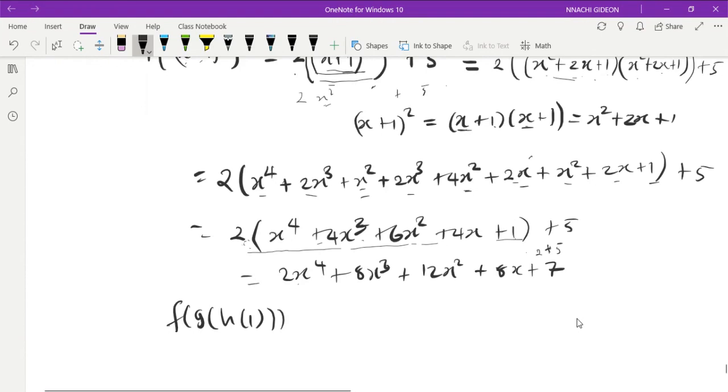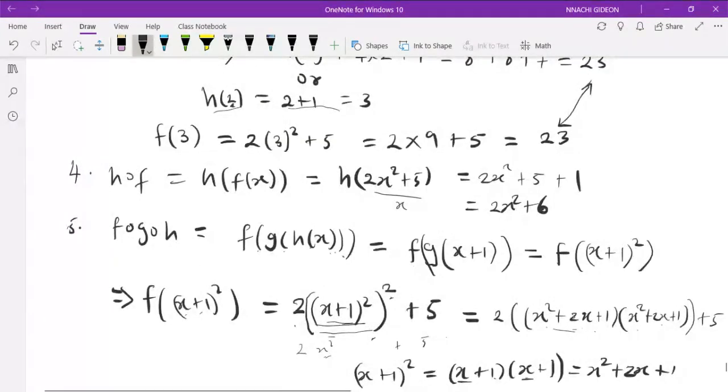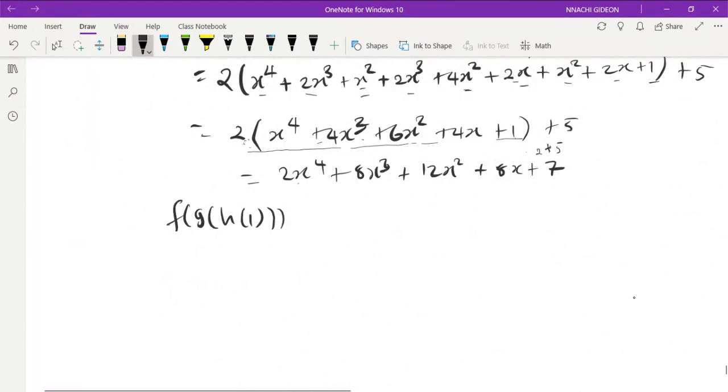Fine. Now I was saying let's just do what we did before. Let's try f of g of h of 1. Remember we say f o g o h. So let's put a value 1. If you put a value 1, we are going to have 1 raised to power anything is 1. So we are going to have 2 plus 8 plus 12 plus 8 plus 7. So which is 10 plus 12, 22 plus 8, 30 plus 7, 37.